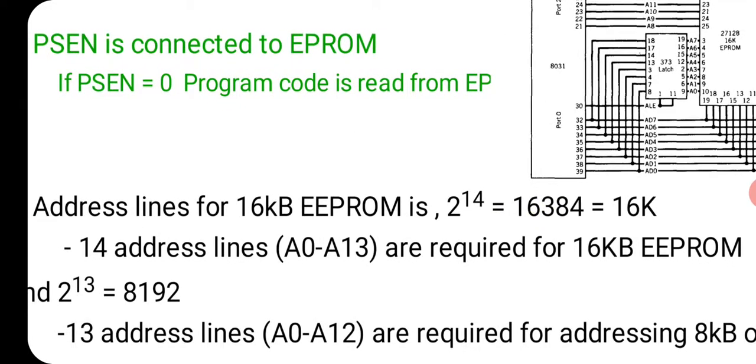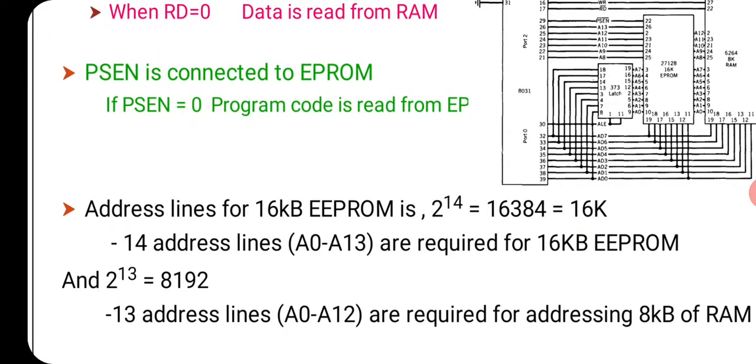16384. So approximately 16K of information, 16 kilobytes of space. It means you can address 16 kilobytes of space with these 14 address lines. Understood? At the bottom I have written 14 address lines, that is A0 to A13, are required for 16 KB of ROM memory.